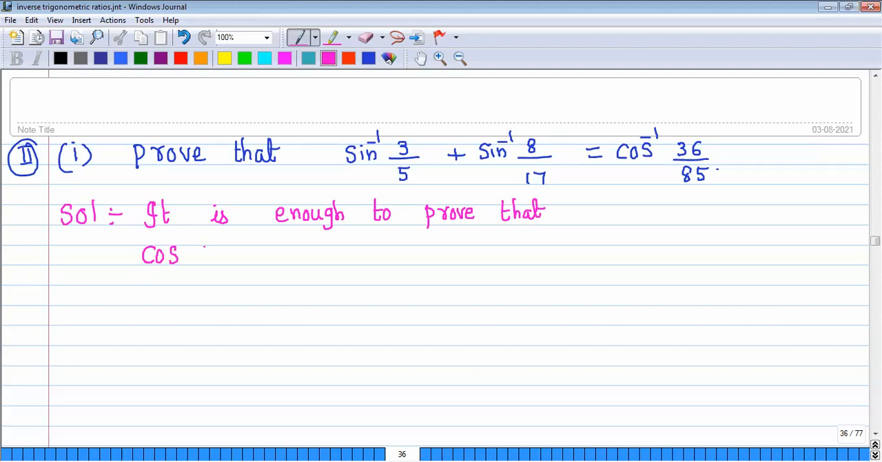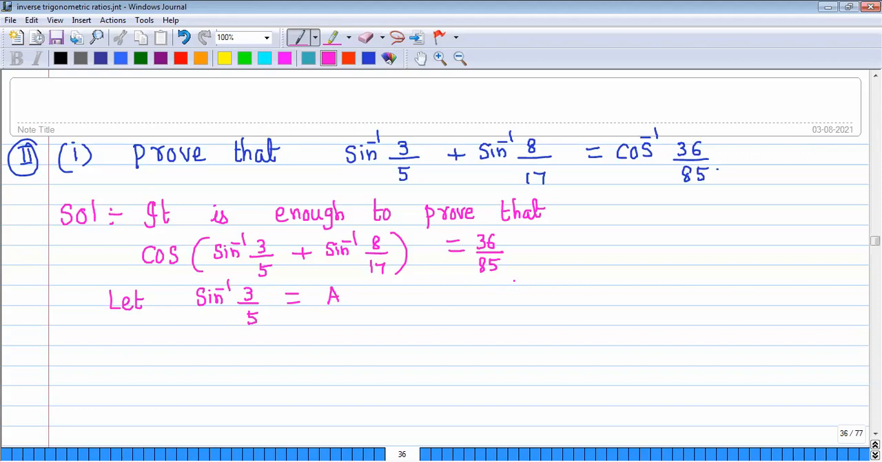Cos of sin inverse 3 by 5 plus sin inverse 8 upon 17 equal to 36 by 85. This is called restatement of the problem. Now, how to prove? This is nothing but the cos of a plus b formula. Let us say sin inverse 3 by 5 equals a, and sin inverse 8 by 17 equals b.